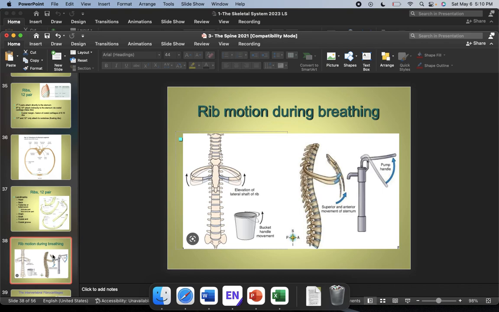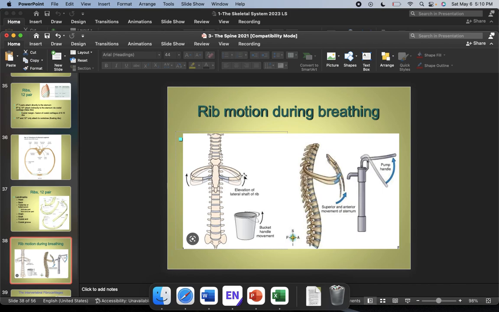So there's two types of motions that occur in the ribs. At the more superior ribs, we're going to have more of a pump handle motion where the ribs are going to move up. And then as we move more towards the inferior portion of the ribs, the ribs are going to have more of what they call a bucket handle movement, where the ribs are going to move up and out. So it's going to translate into outward movement.